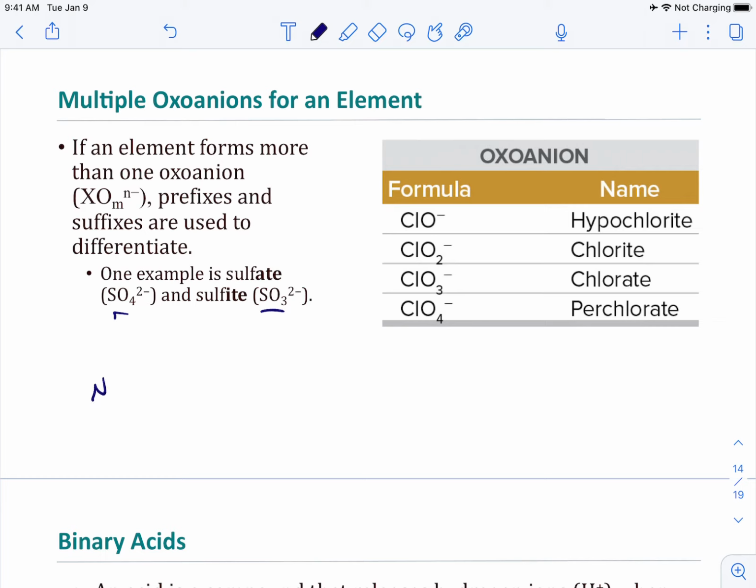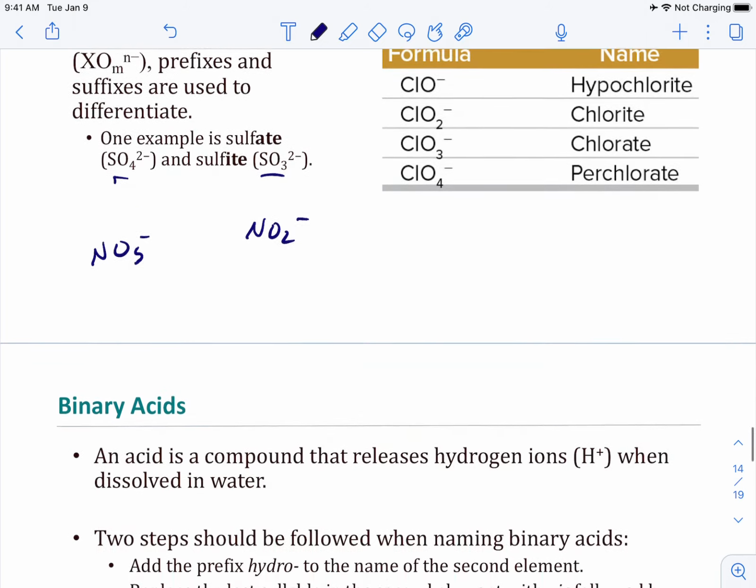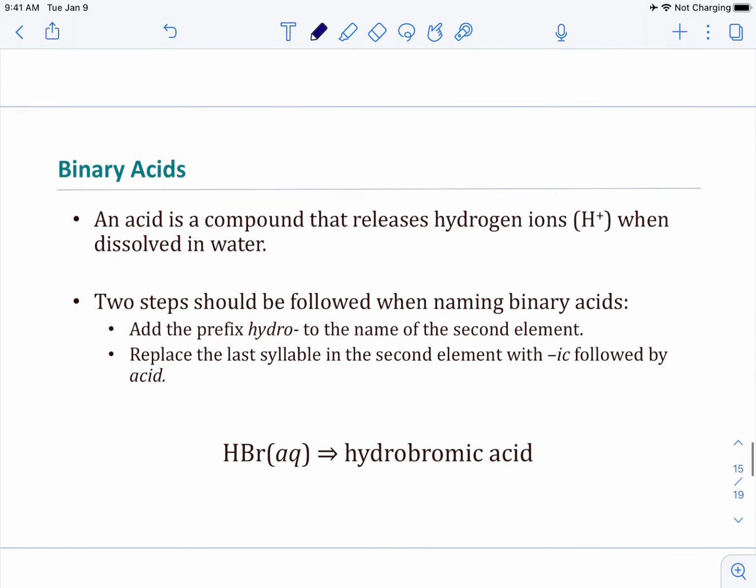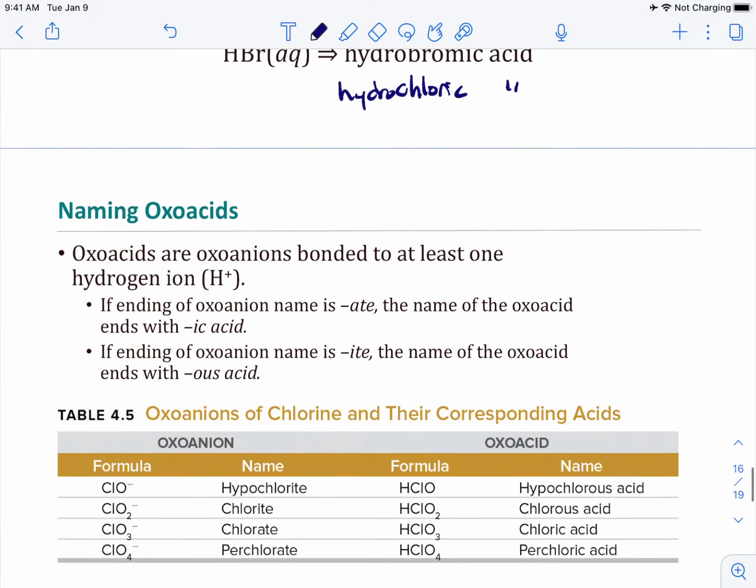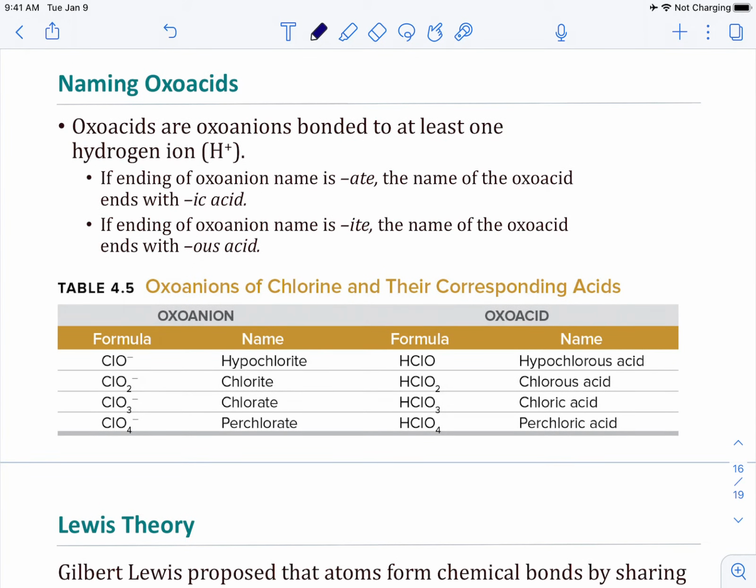With nitrate and nitrite, same thing. Okay? And you can add hydrogens to those to make nitric acid and nitrous acid. The ate becomes ic, the ite becomes ous. And you'll see that in the acids. And then you've got just basic acids with the hydrogen and the halogen, hydrobromic acid, hydrochloric acid. You've seen that one in lab probably, maybe not yet. But you'll see that. So get familiar with naming those. And here it is. Here are the acids. Okay? So that's just something I need you to do on your own, and we'll talk about it a little bit in class.